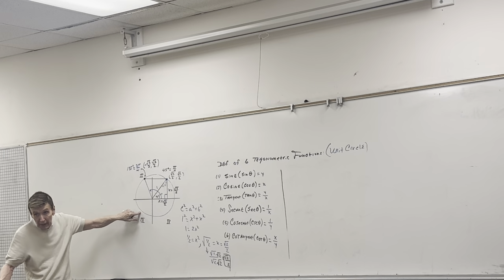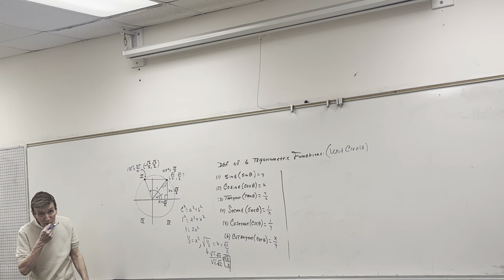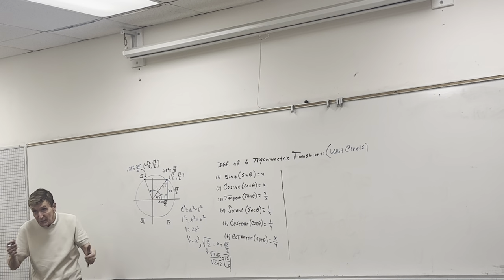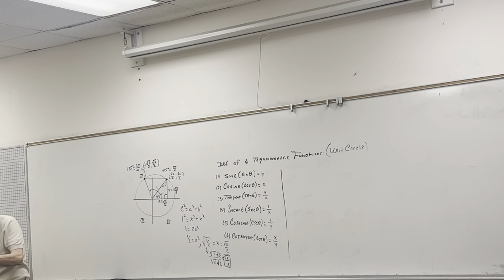Negative. In quadrant 3 is going to be negative. Negative what? Radical 2 over 2? And how about the y coordinate? Another negative. They're both negative. So it'll be negative radical 2 over 2, negative radical 2 over 2 if you're in quadrant 3.